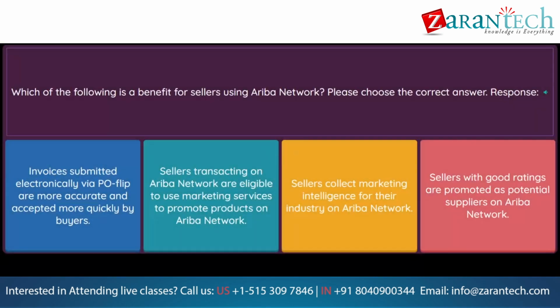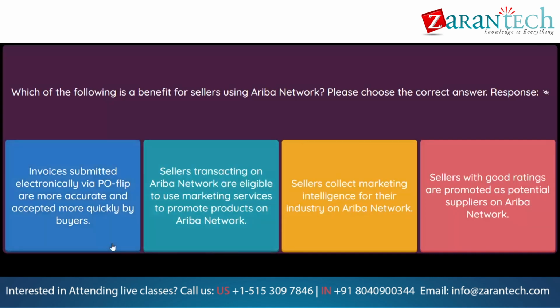Question: which of the following is a benefit for sellers using Ariba Network? Please choose the correct answer. Response. Option 1, invoices submitted electronically via DotCom are more accurate and accepted more quickly by buyers. Option 2, sellers transacting on Ariba Network are eligible to use marketing services to promote products on Ariba Network. Option 3, sellers collect marketing intelligence for their industry on Ariba Network. Option 4, sellers with good ratings are promoted as potential suppliers on Ariba Network.